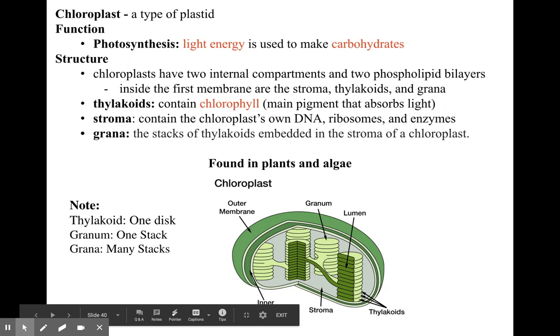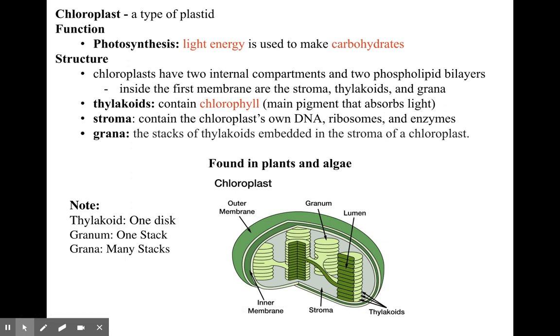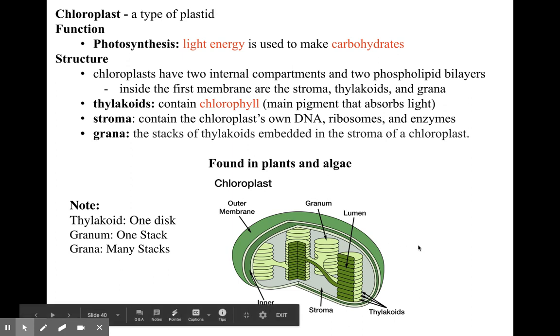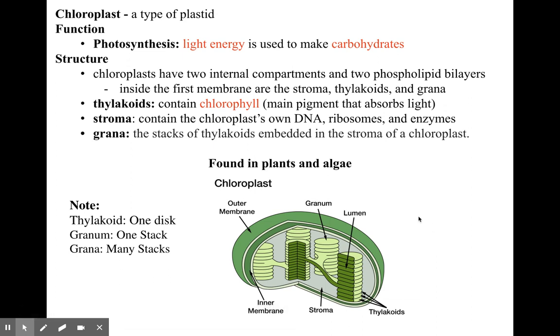Chloroplast, so another very special organelle that's found only in plants. It's a type of plastid. A plastid is a double membrane, kind of looks like a flattened sphere. The chloroplast specifically is in charge of photosynthesis. So in photosynthesis, we're taking the sun's energy, light energy, and we're making carbohydrates. Specifically, first we make glucose, and then we turn it into starch, right, or cellulose. So that's what it's doing.